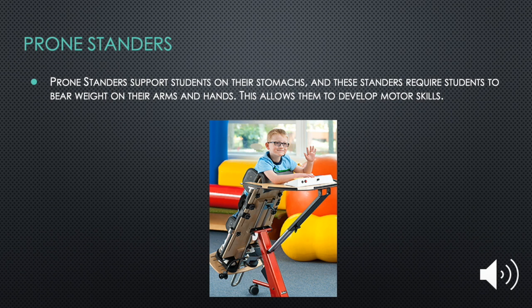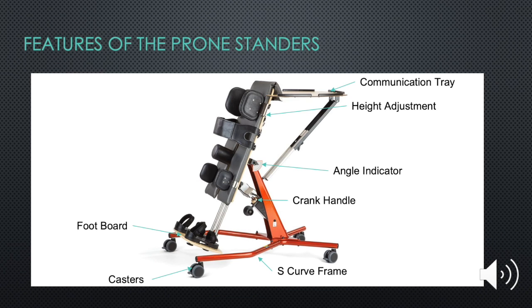Next, we have prone standers, and prone standers support students on their stomachs, and these standers require students to bear weight on their arms and hands, and this allows them to develop motor skills. The features of the prone standers are almost similar to the mobile standers. You have a communication tray that allows the students to participate in activities and manipulate objects.